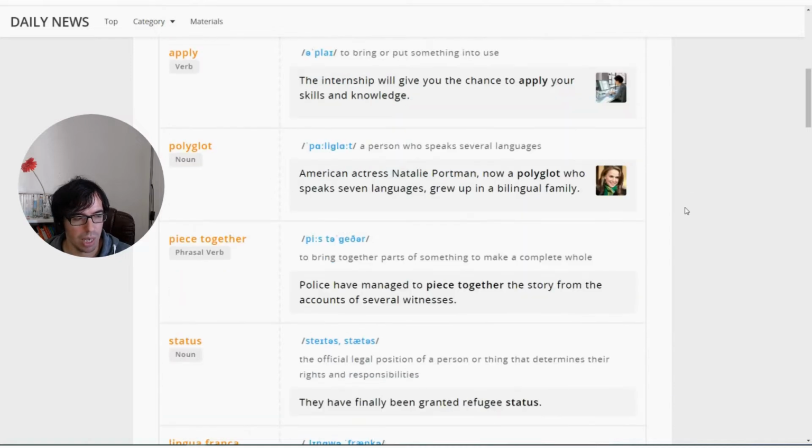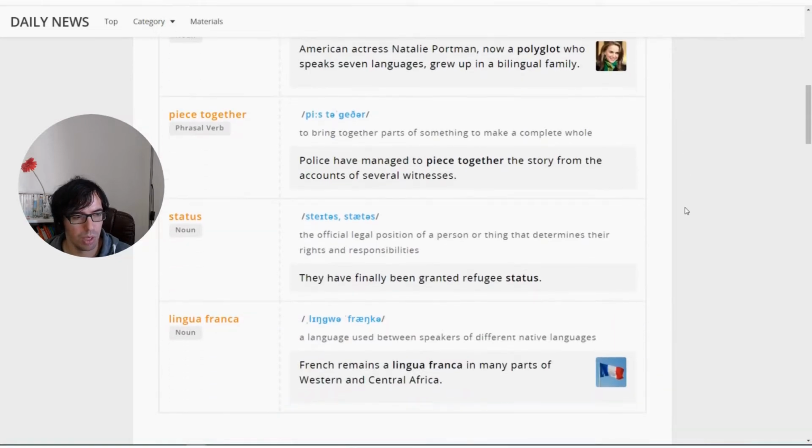Okay, so we have 2 more and then we're done. So here we have the word status. It's a noun, the official legal position of a person or thing that determines their rights and responsibilities. They have finally been granted refugee status.